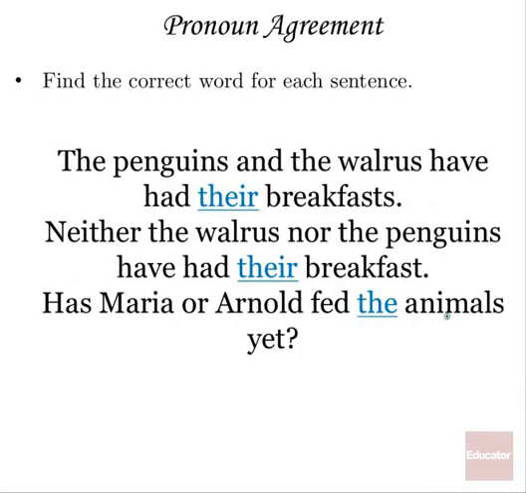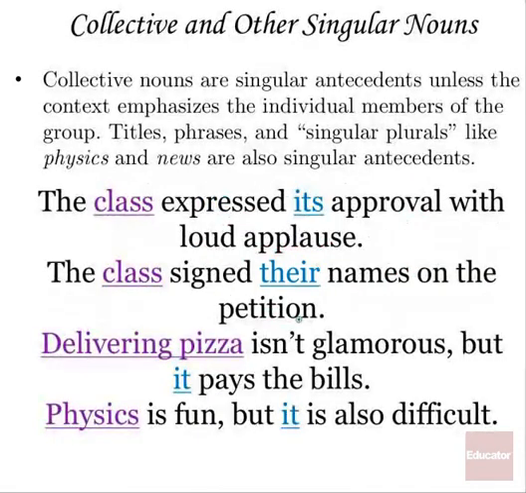And here we are. "The penguins and the walrus have had their breakfasts." Your key word here was and. We have a compound antecedent connected by and, so we can have a plural pronoun. Solves the problem nicely. "Neither the walrus nor the penguins have had their breakfast." Your clue here was neither, nor, and penguins. Remember, when you have a neither nor and gender isn't an issue, then the number of the antecedent closest to the pronoun determines the number of the pronoun. So penguins is plural, so you get their. And finally, "has Maria or Arnold fed the animals yet?" Well, we use the instead of a pronoun because Maria is female, Arnold is male, and so we've written ourselves into a corner otherwise. All right, what do you do about collective nouns?